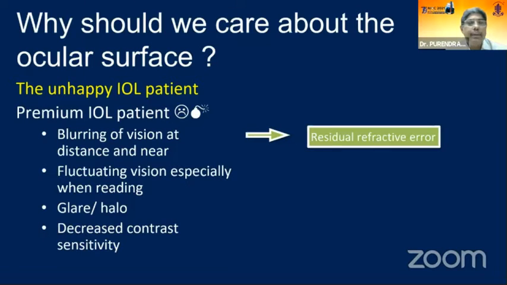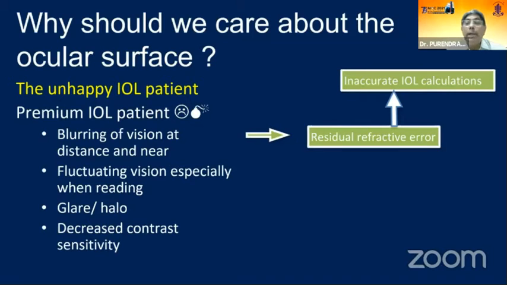Blurring of vision at distance and near could be due to residual refractive error. And this could be due to inaccurate IOL power calculation. And this inaccurate IOL power calculation could be the result of corneal problems, Meibomian gland problems, and problems related to the calculation of the IOL power. Now, if somebody has not taken it seriously, everything will land on the unhappy IOL patient in our OPD and in the waiting area, which we don't want.